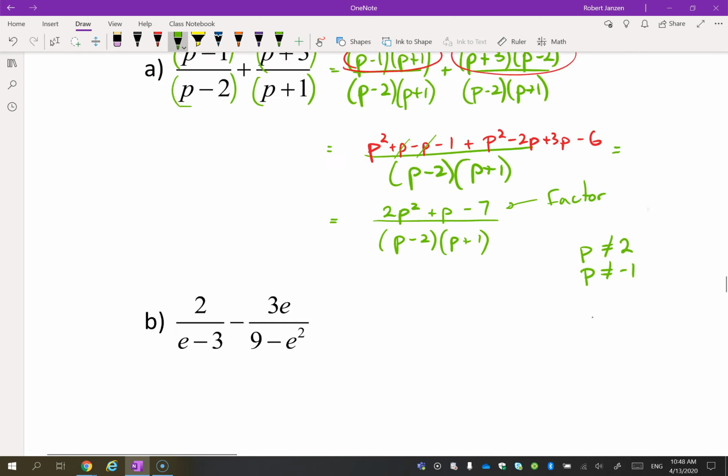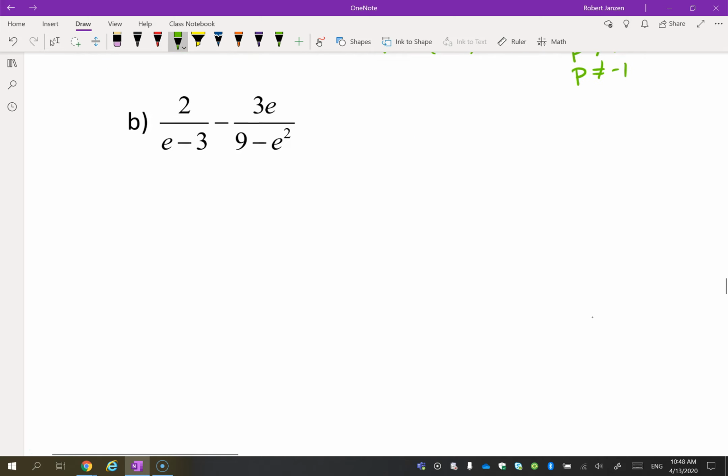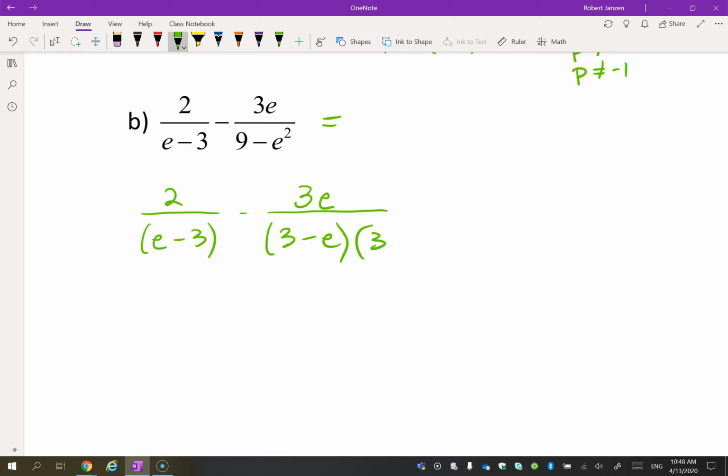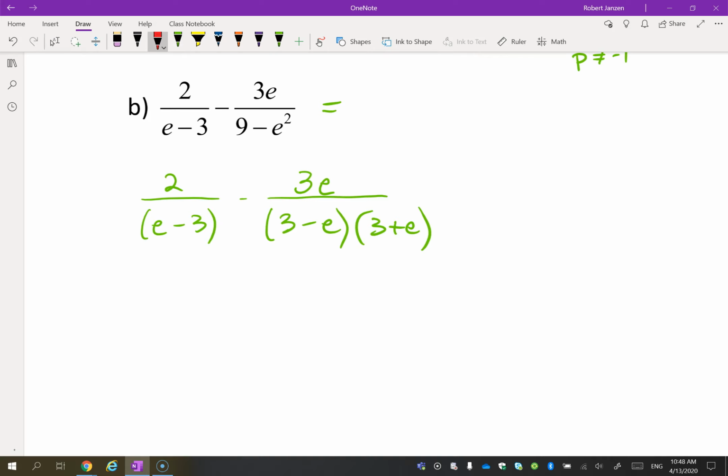Alright? Next one. Alright, let's factor this. So our first step in the denominator is to factor. E - 3, nothing I can do in that one, but here I have 3 minus e and 3 plus e. Okay, now this is a nice little trick here. We're looking for the least common denominator, the lowest common denominator. And what do you remember about these two?